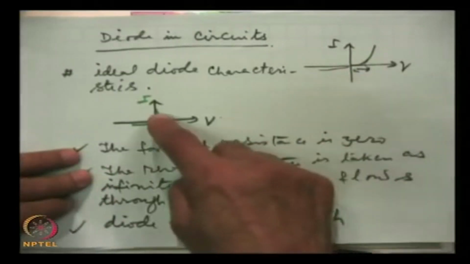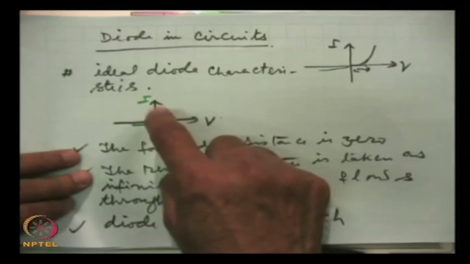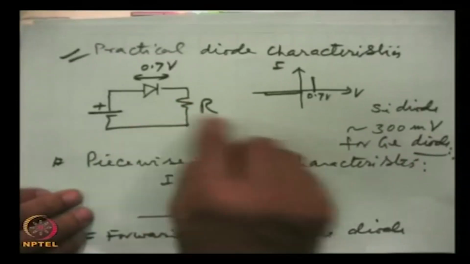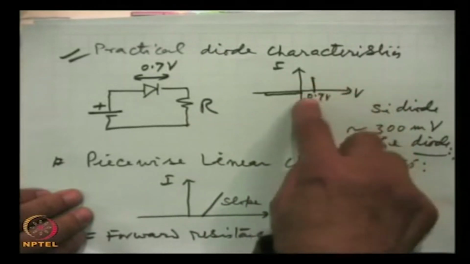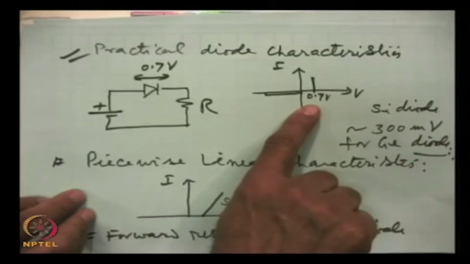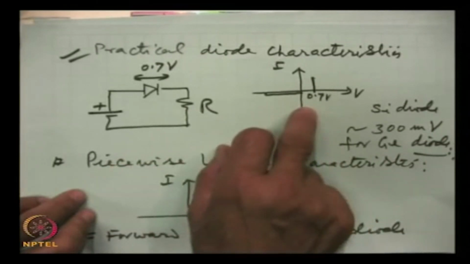Depending on how much precision we require in our analysis, I have given 3 different sets of characteristics. These were the real IV characteristics, and these are the idealized diode, where the forward current was taken as very high, the forward resistance was taken as 0, while the reverse resistance was taken as infinity. And in the practical diode characteristics, in forward bias, we take this exponential rise as a straight line and the voltage drop for silicon diode as 700 millivolts or 0.7 volts, and for germanium around 300 millivolts.